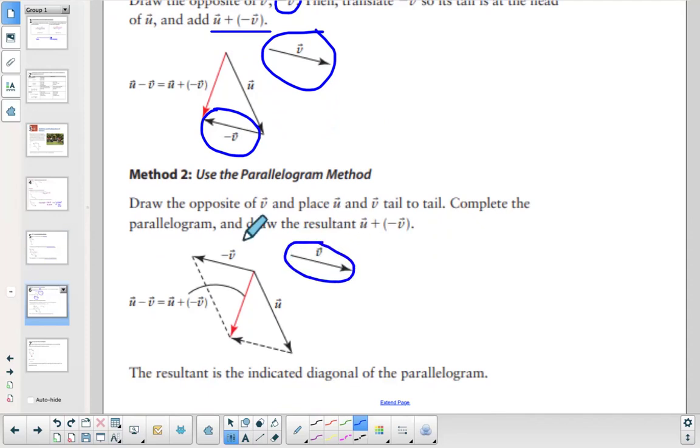I'm still using the vector in the opposite direction, and we're still completing the parallelogram. What I'm talking about with equivalent vectors, so if this is a vector u, the equivalent vector for vector u is going to be over here. And the resultant goes from the tail of vector u to the tip of the equivalent opposite vector to v. This is a little bit harder to see, so we're going to actually do this problem starting from scratch.